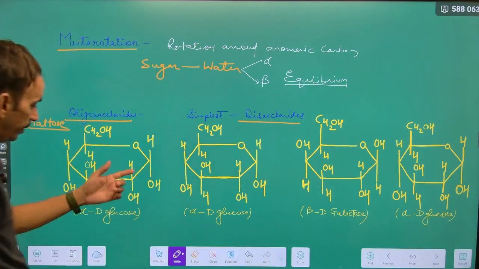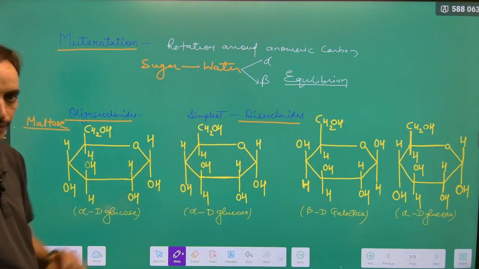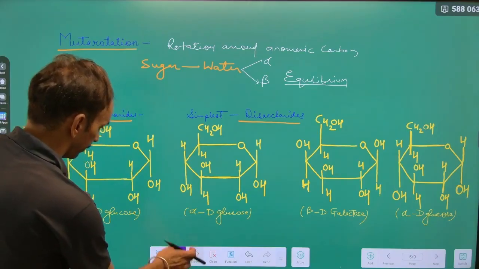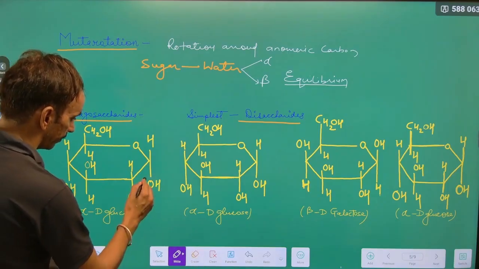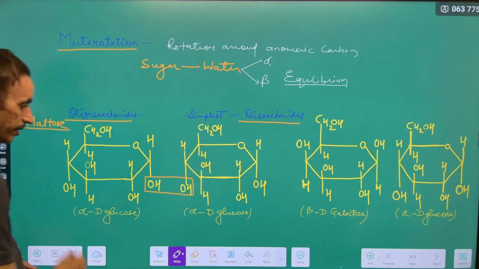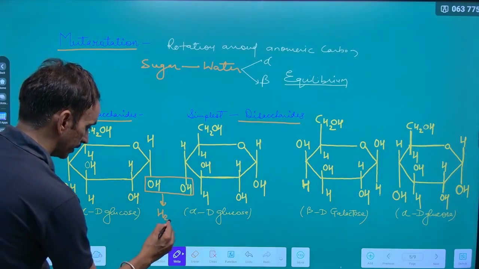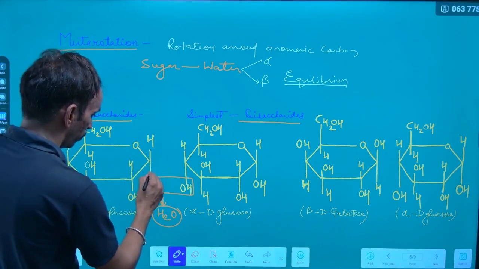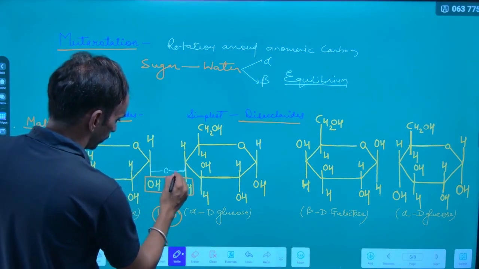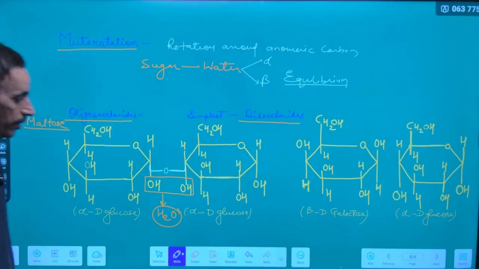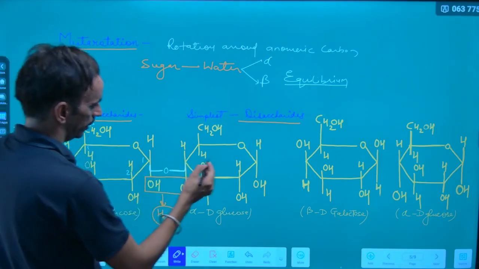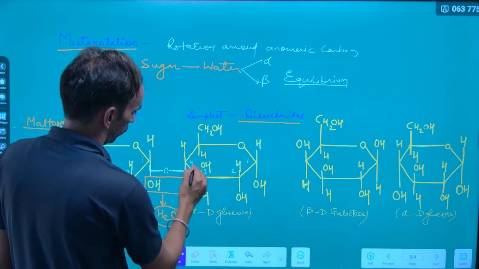It is the ring structure of alpha D glucose. The two monomers of alpha D glucose will come together. There is an intramolecular reaction, a condensation. There is a removal of a water molecule from here, and there is formation of a new bond between two monomers, which is known as maltose. Now this is carbon number 1, 2, 3, 4, 5 and 6. Here also carbon number 1, 2, 3, 4, 5 and 6.